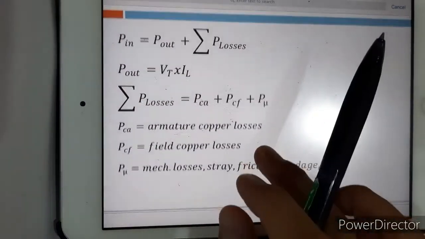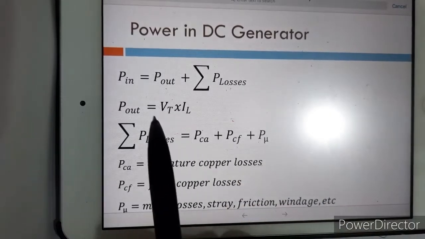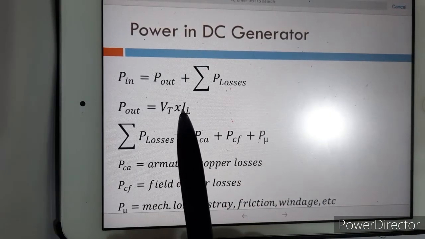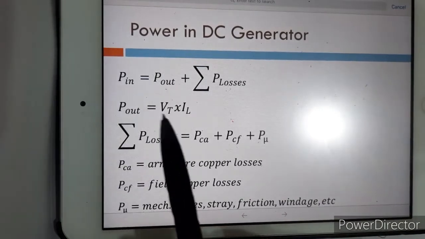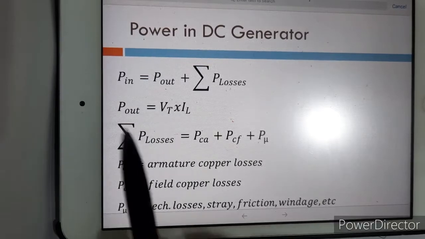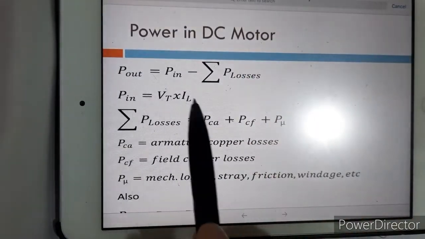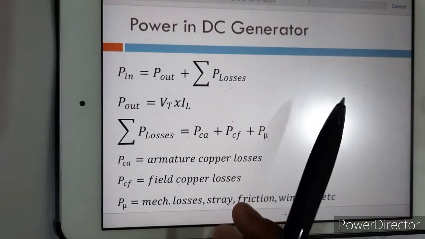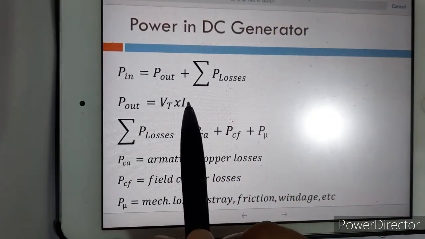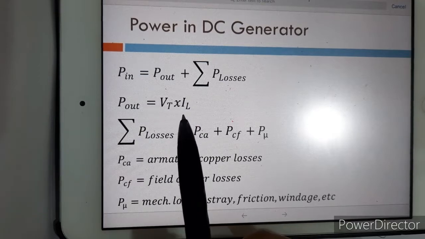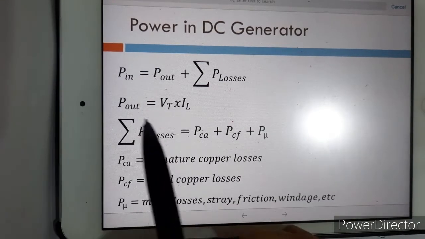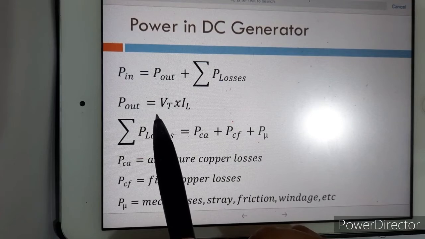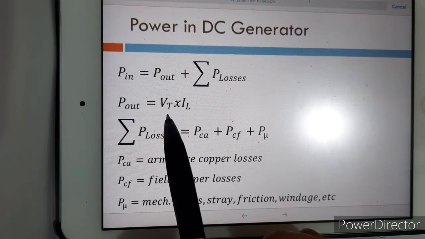Okay, and then it is different for the generator. This is our demand. On the generator side, it will fulfill the demand. This is our load. P out equals VT IL. This is our load, so this is our supply for the DC motor. For the generator, this is our load. So we want to generate power that we supply to the load. So that's why on the load side, the voltage must be fixed.